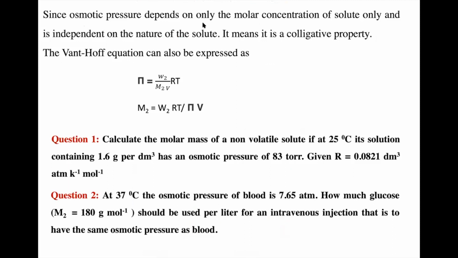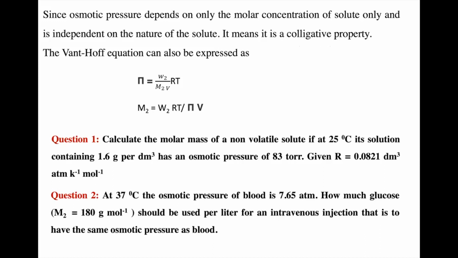Since osmotic pressure depends on only the molar concentration of solute and it is independent of the nature of the solute, it means that it's a colligative property. In order to define colligative properties, the first condition is that it should not be dependent upon the nature of the solute. Nature of the solute means the composition. So it is independent of the composition of the solute. The colligative properties depend only on the number of the molecules of the solute.